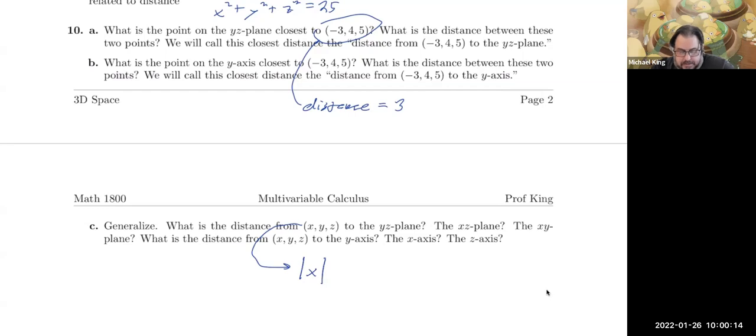Okay, great. So what we'll do Friday is start jumping into functions and how to visualize functions of 2 variables. So we'll start looking at surfaces and stuff.